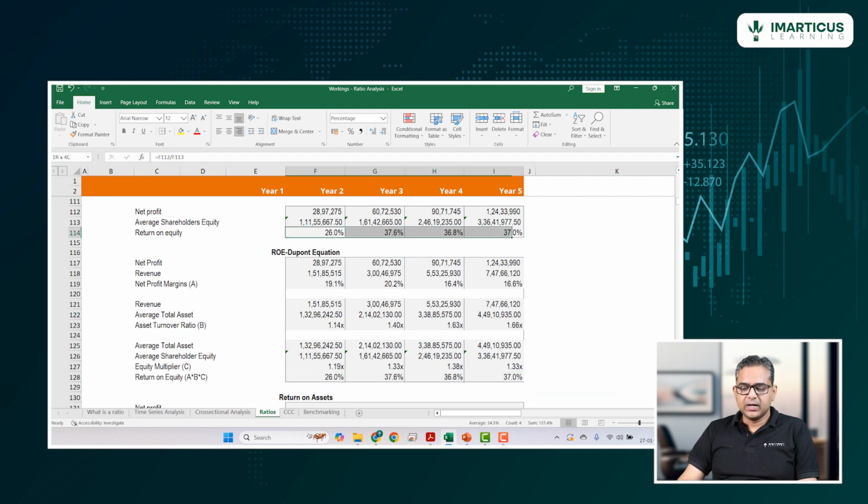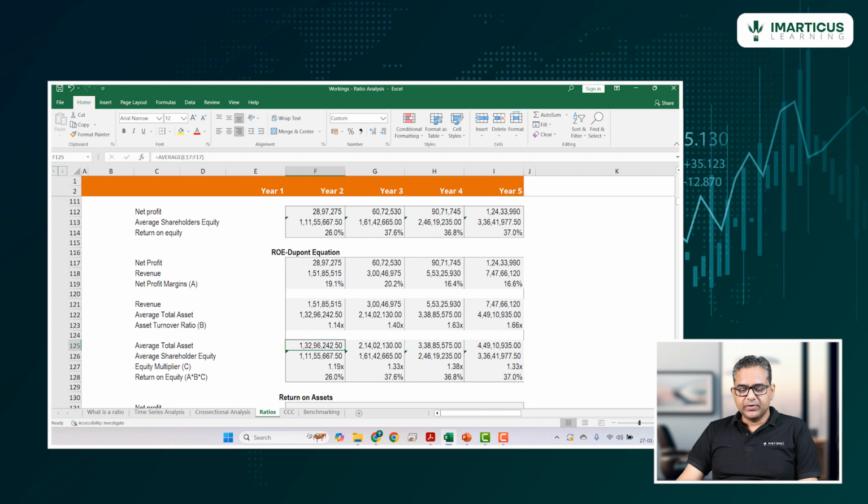This was a direct way of calculating ROE, and this we have calculated through multiplication of three different ratios, and the answer should be same. So this is what we call as Dupont analysis of ROE.